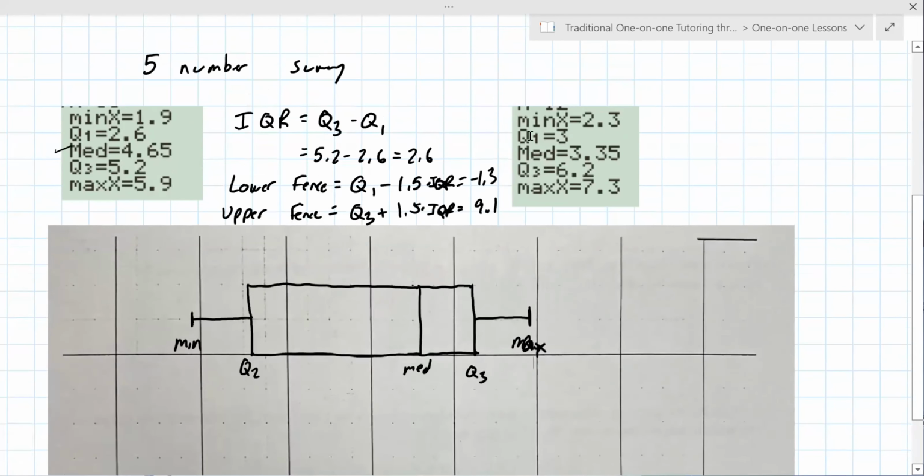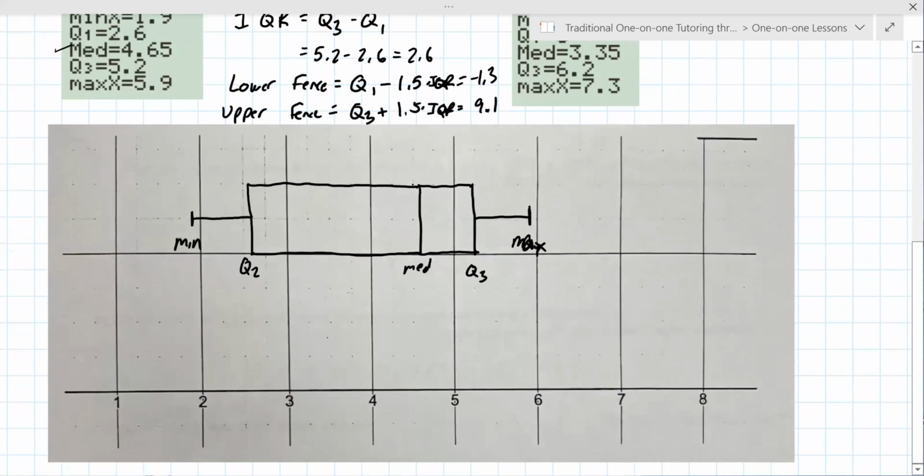Not so far. Okay, so the same thing is needed on the one on the right here. You start with the median, 3.35. For our purposes, try to make them the same height. So there's 3.35 roughly. Q1 is at 3, so you make your first kind of box. Q3 is at 6.2. Whoa, way over there.